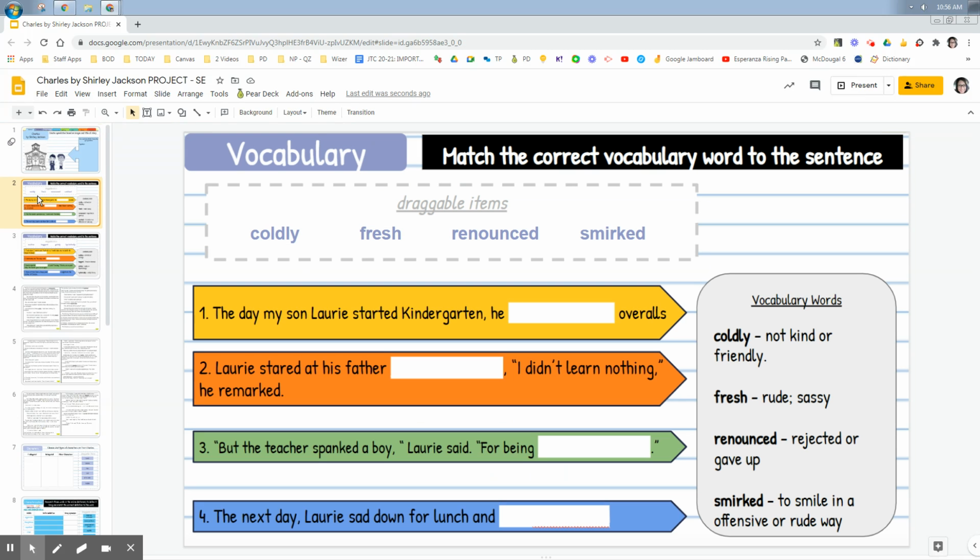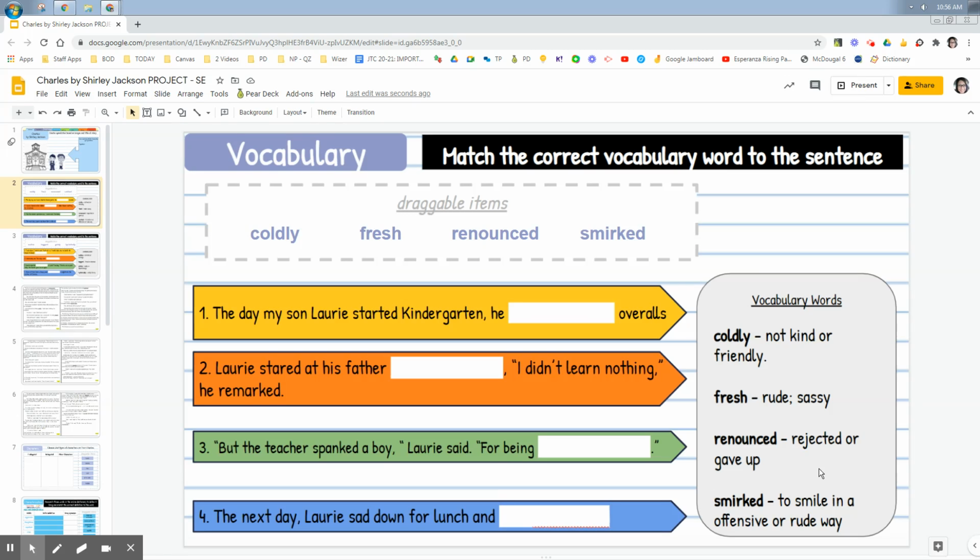For slide 2, this is our first vocabulary slide. What you're going to be doing is taking these 4 words that are in purple up here in this dotted gray box. You have the word coldly, fresh, renounced, and smirked. Over here on the right, there is a definition for each one of these words. Coldly means not kind or friendly. Fresh means rude or sassy. Renounced means to reject or give up. And smirked means to smile in an offensive or rude way.